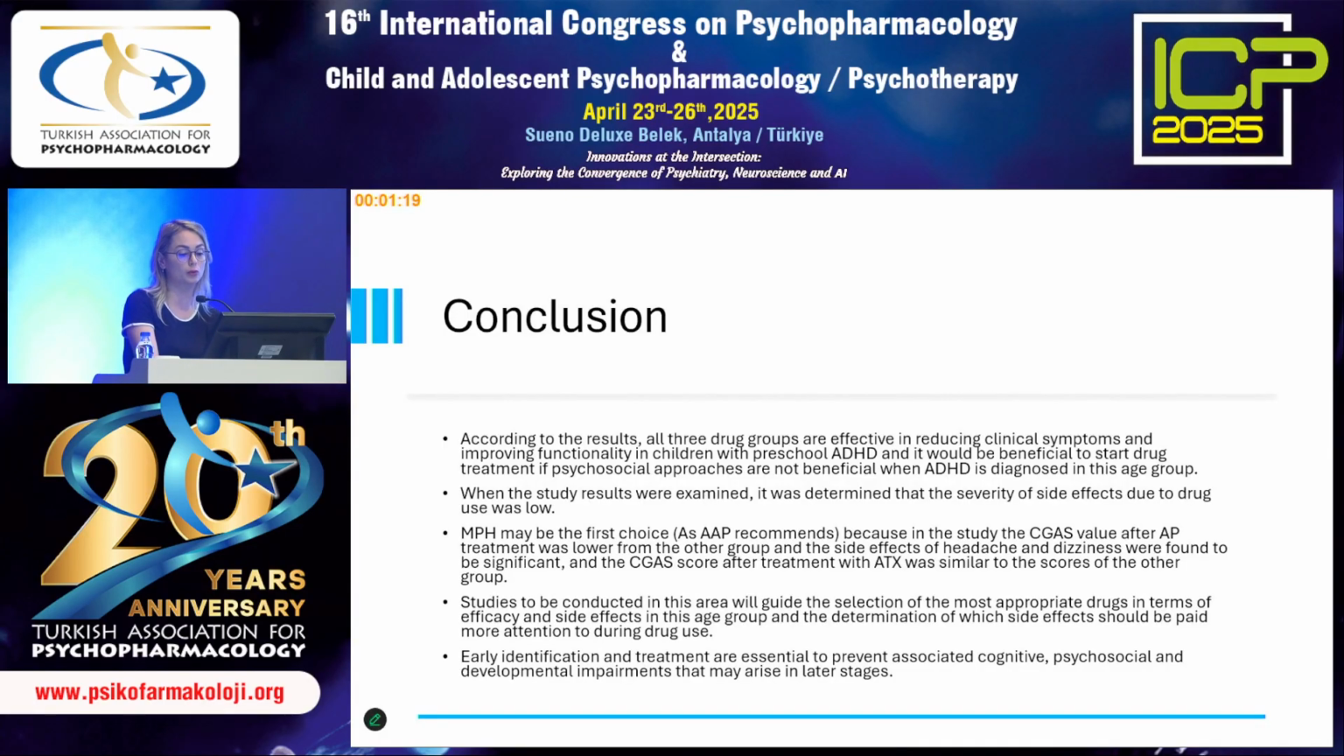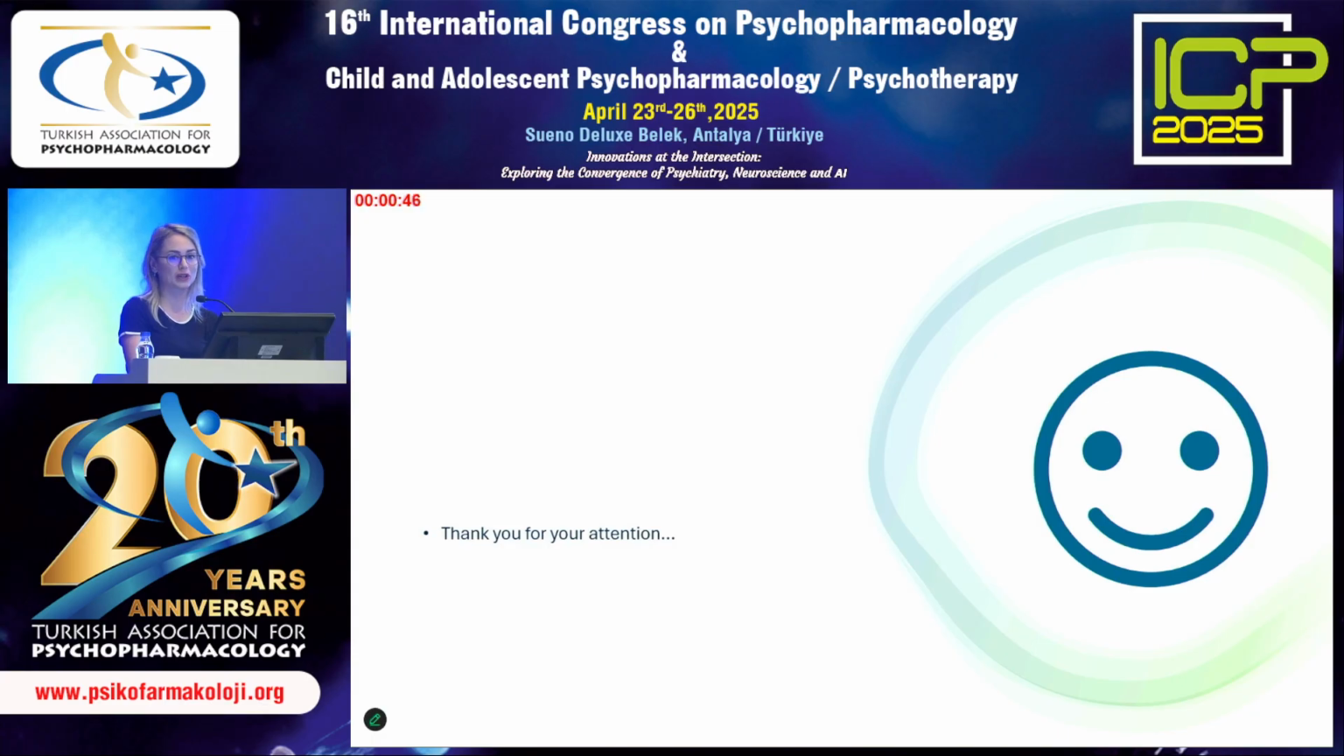Studies to be conducted in this area will guide the selection of the most appropriate drugs in terms of efficacy and side effects in this age group, and the determination of which side effects should be paid more attention to during drug use. Early identification and treatment are essential to prevent associated cognitive, psychological, and developmental impairments that may arise in later stages. Early diagnosis and treatment will prevent the psychological and sociological problems that may develop in the future. Thank you.